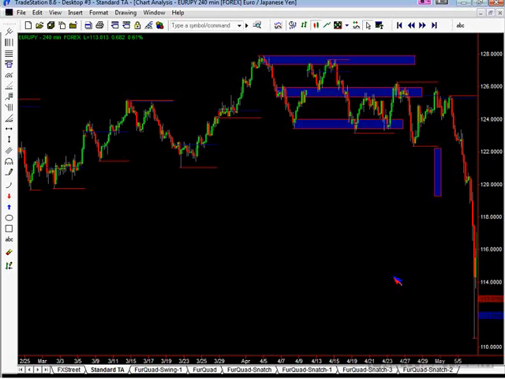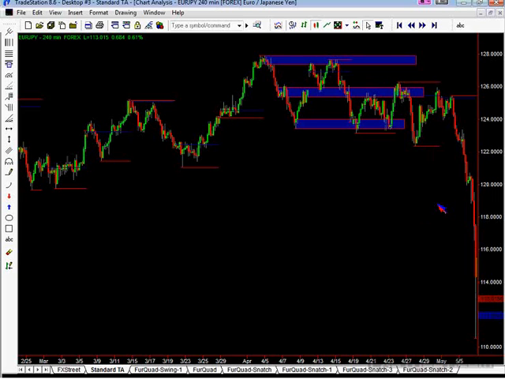Now, this was the flash crash. This supposedly was a shock. This is back in May. So this was supposedly a shock back in May.